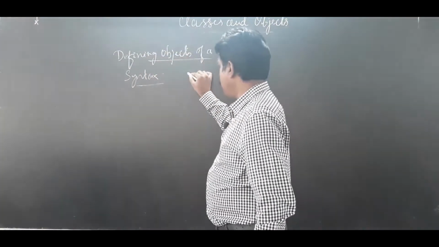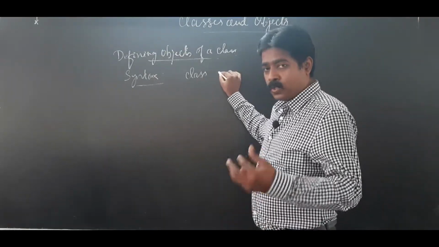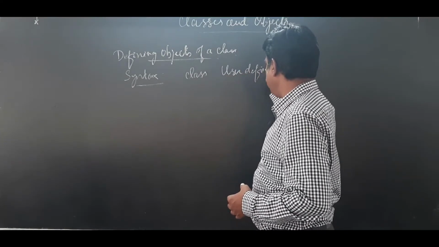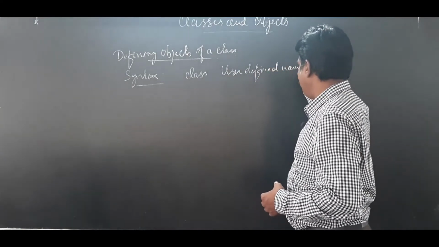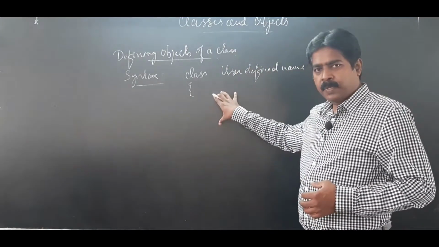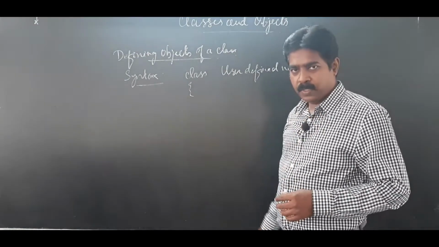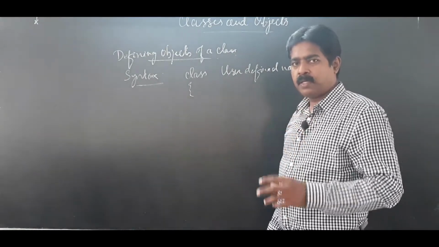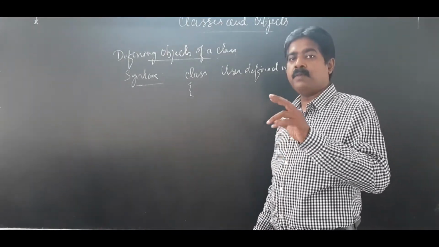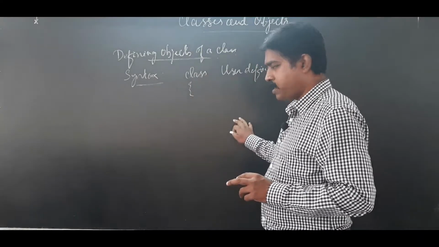you know that, the class keyword, then the class name, a user defined name, then open a bracket. You know that here is the place where we are going to write the members. There are 2 types of members: the data member and the member function. Data members are also called member variables. So, open a curly bracket, and we are going to write the members.